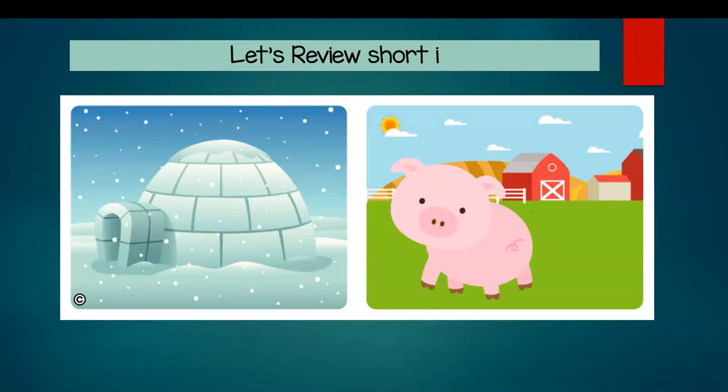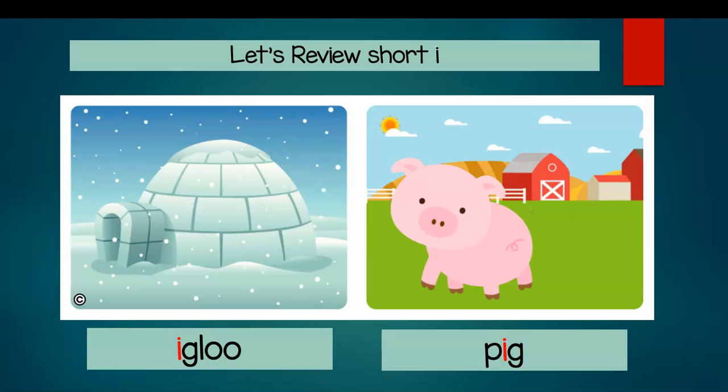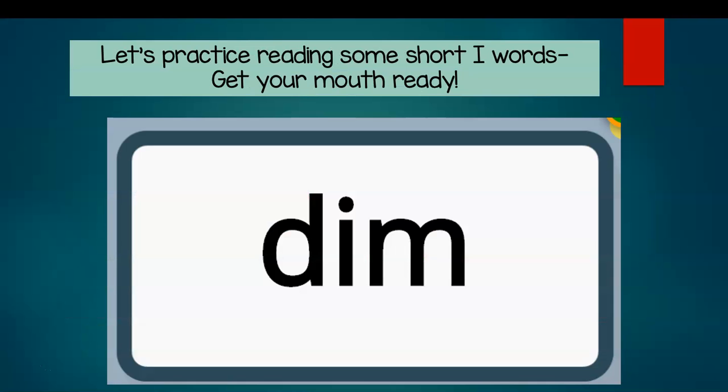Let's practice. So let's review the short I sound. Do you remember what the short I sound sounds like? You're right, like in igloo, and in pig. The short I sounds like I. So let's practice reading some short I words. Get your mouth ready. Can you put these sounds together?